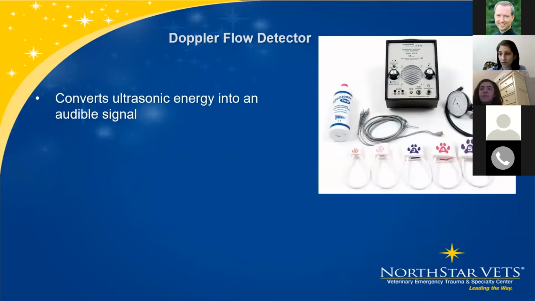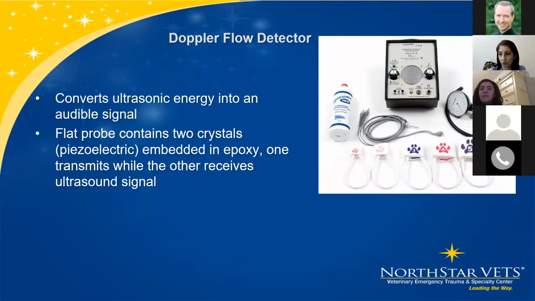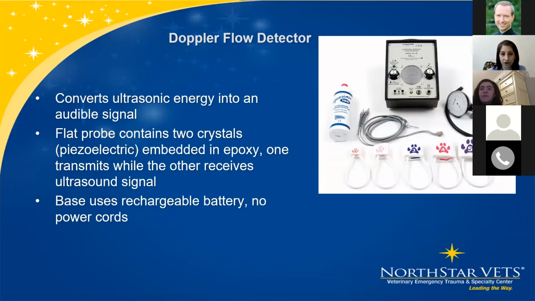So another means for monitoring circulation and pulse is the Doppler flow detector. And this is a unit that converts ultrasound into an audible signal. It's composed of a flat probe with two crystals that are embedded in epoxy. One of those crystals is a transmitter while the other is a receiver. And the base has a rechargeable battery. Usually this makes it a pretty handy portable unit that can travel with an animal if it needs to move around or be transported.